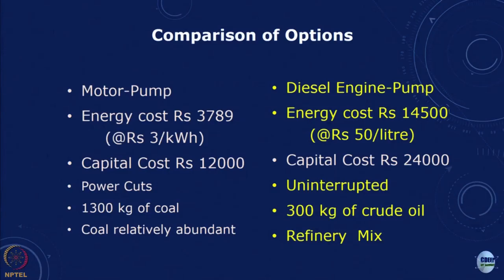However, from a national viewpoint, coal is relatively abundant. And also, in this case, we can change the mix. As the mix changes, there is flexibility. So it need not necessarily be on coal. It could be on oil, it could be on gas, it could be from renewables. While here, it is definitely on oil. And then there is an issue in terms of the refinery mix.